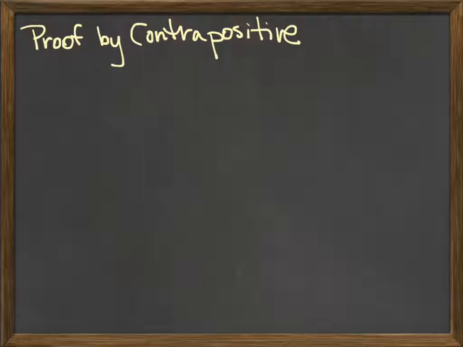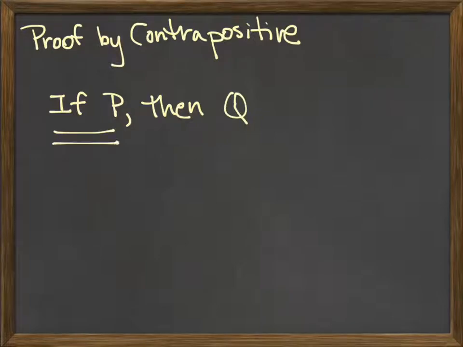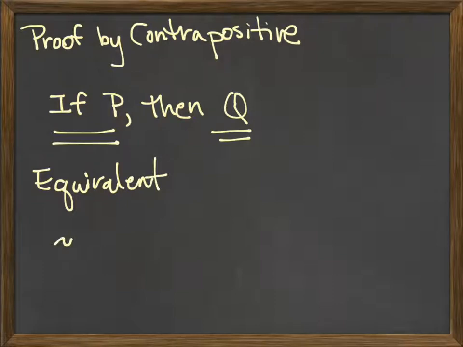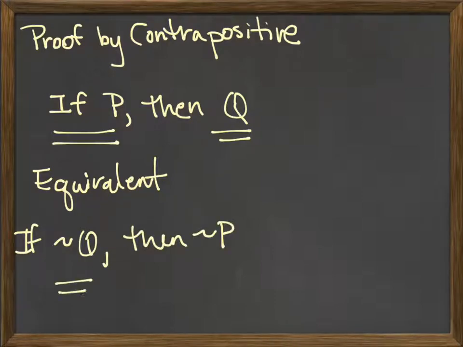So recall a direct proof: if you're given an if P then Q statement that you're trying to prove, you start with the P and you work your magic until you get to the conclusion Q. Well, with the proof by contrapositive, what we prove that's logically equivalent is if not Q, then not P. So if we negate the conclusion and are able to show the negation of the if part, then we have, in a sense, proven if P then Q by a proof by contrapositive.